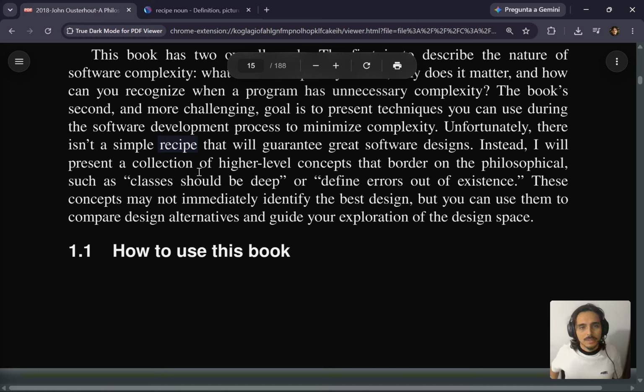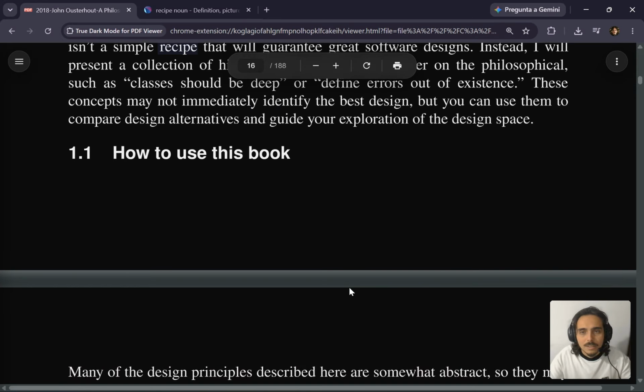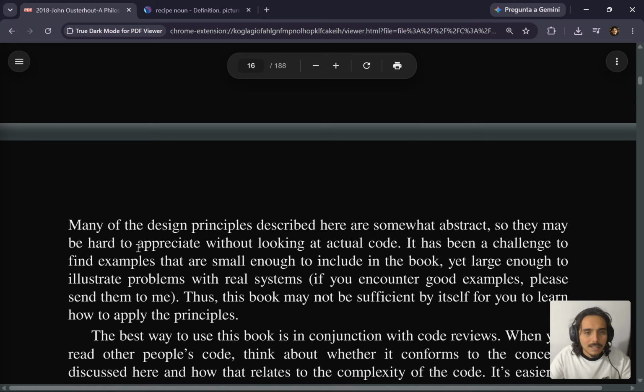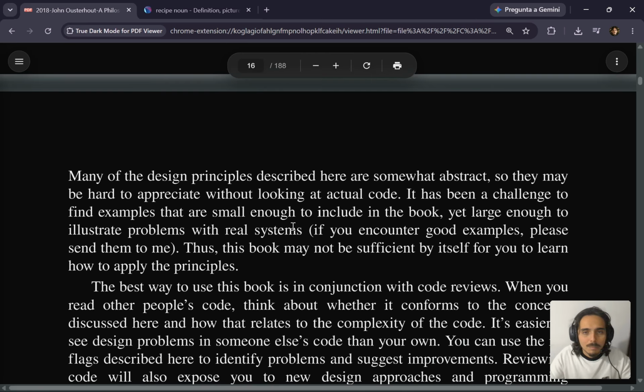Instead, we will present a collection of higher level concepts that border on the philosophical, such as classes should be deep. These concepts may not immediately identify the best design, but you can use them to compare design alternatives and guide your exploration of the design space. How to use this book? Many of the design principles described here are somewhat abstract, so they may be hard to appreciate without looking at actual code.